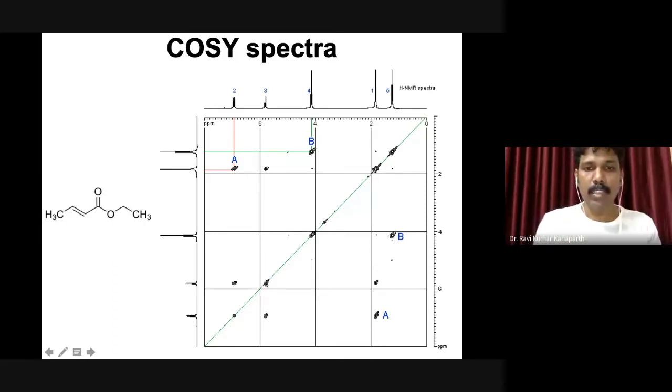Similarly, you can see this peak above, there is a peak, right? And this is matching with this. So I can say easily that this and this both are interconnected. Similarly, above this peak there is a peak which is matching with this one. Therefore this one and this one both are interconnected, right?